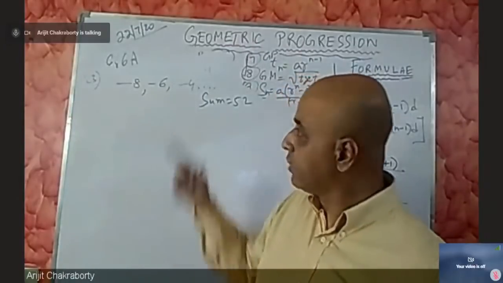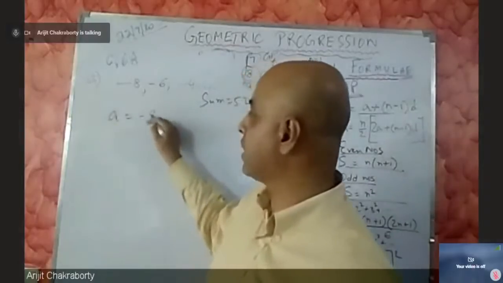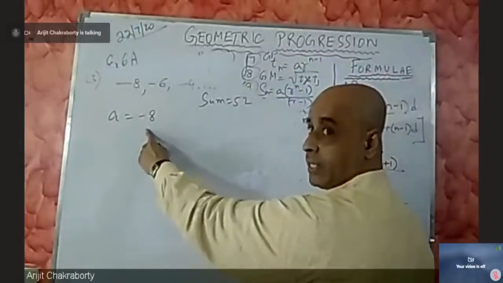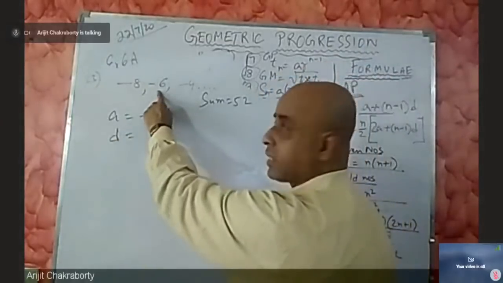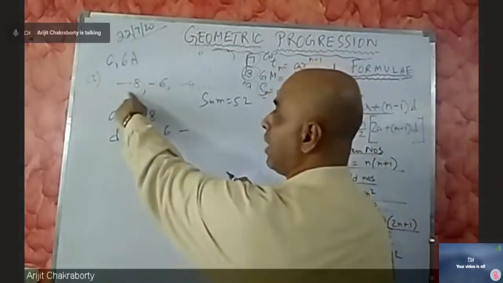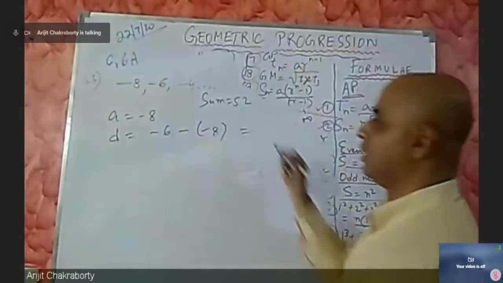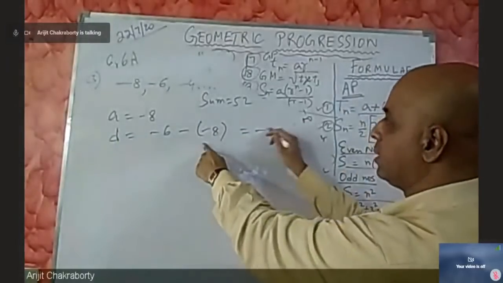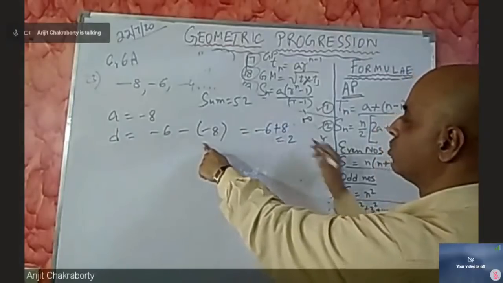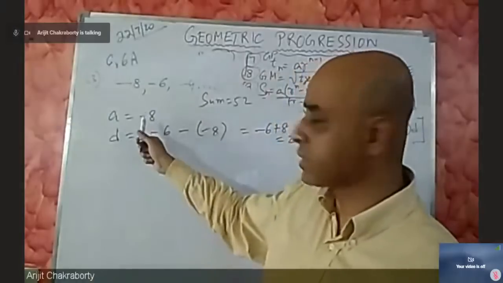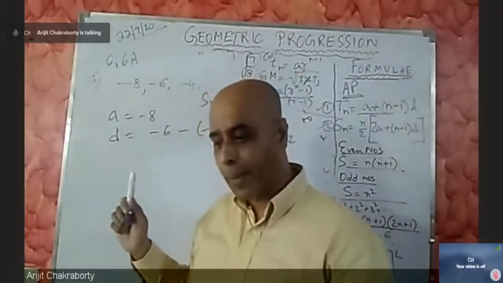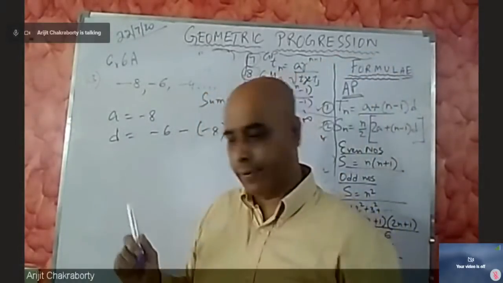Okay, so here you can see a equal to minus 8. The first term is minus 8. Common difference d, minus 6 minus of minus 8. So minus 6 plus 8, that is 2. So the common difference is 2. First term is minus 8, common difference is 2. We have to find n.